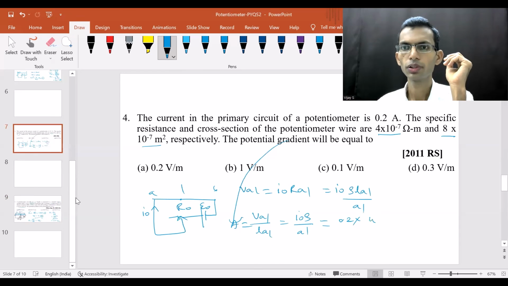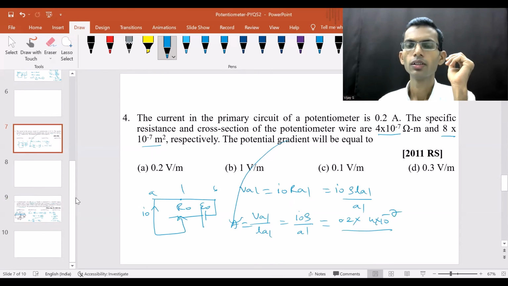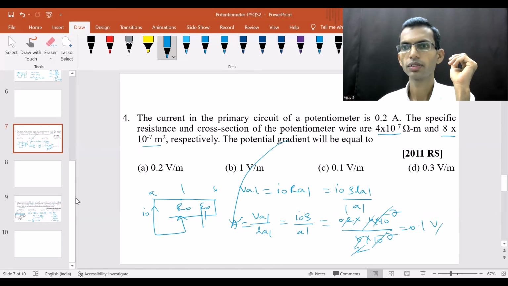Specific resistance we know, 4 into 10 power minus 7, so 8 into 10 power minus 7. This gives 0.1 volt per meter. Which option satisfies? C, that is the answer.